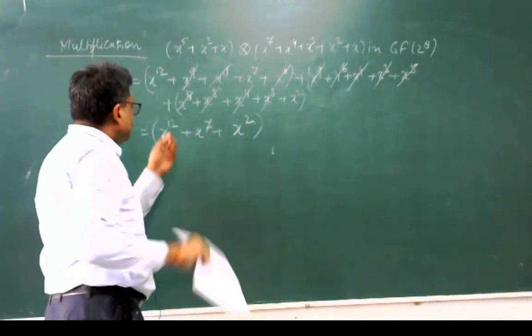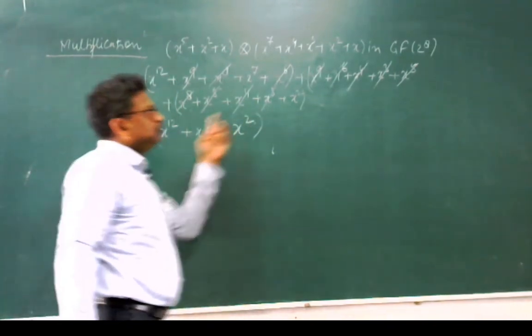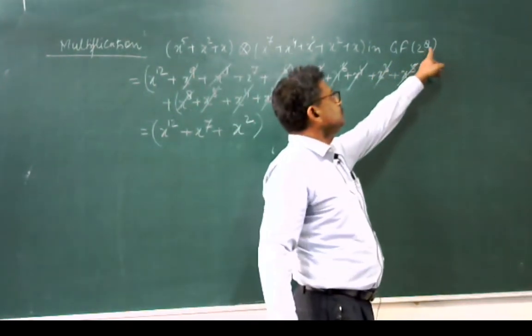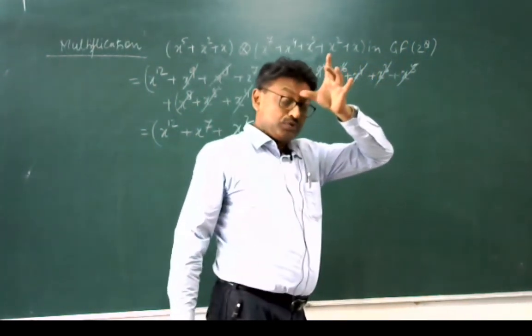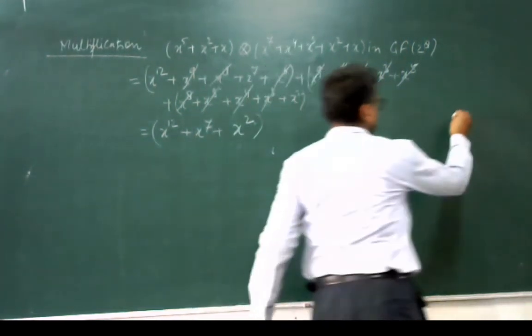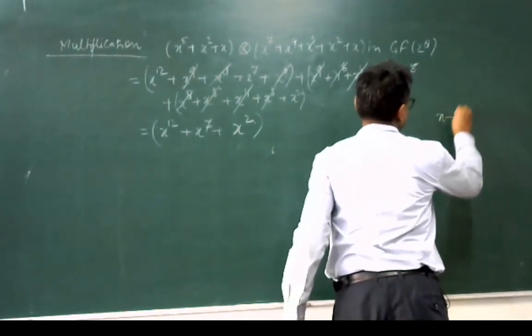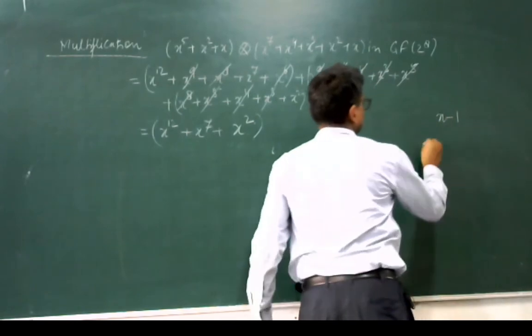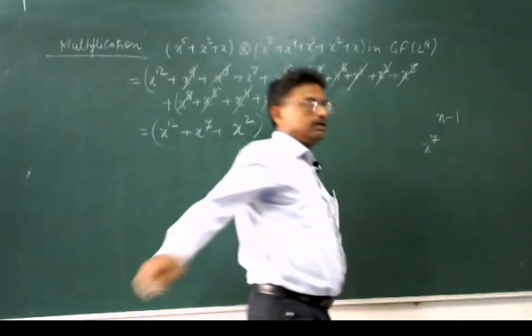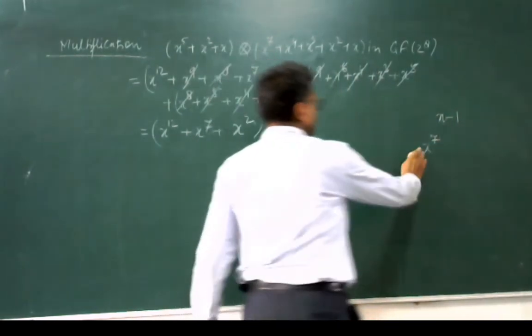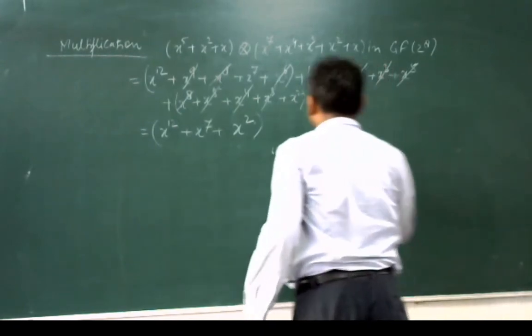Now since the exponent value is 12 and we are restricted to GF(2 to the power 8), the maximum exponent value will be n minus 1. It means there should not be more than x to the power 7 in it. So what will we do? We will reduce it with the modulus value.